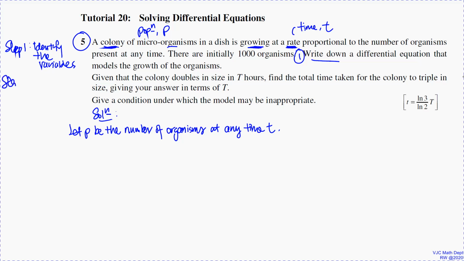P is the number of organisms, essentially the population, and t is the time. Then step 2, after you identify the variables, we try and formulate a DE. There are not too many sentences to decipher. If you see here, the colony is growing at a rate. So can I then say that the growing rate dP/dt is proportional to the number of organisms at any time? Proportional to what? Proportional to P itself.